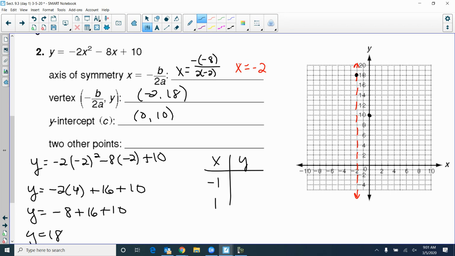Justice, you got what negative 1 is? 16. All right, it says 16. Does anybody have what 1 is? 0. 0? All right, just make sure we agree on that. That looks right. All right, so -1, 16. 1, 0. We already have 0, 10.